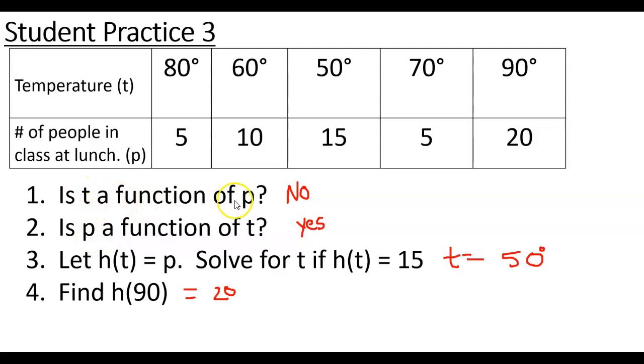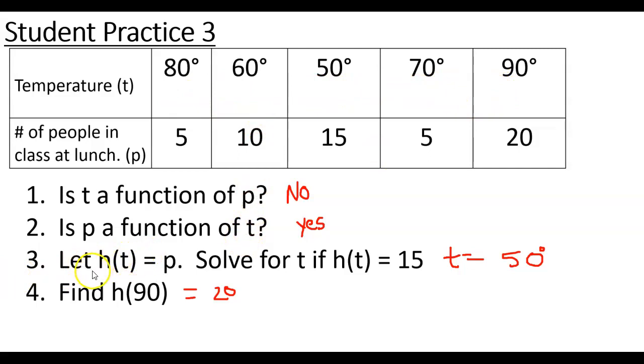T is not a function of p, because if t were a function of p, that would mean that p is the input, and an input is not allowed to have repeats, and we do have repeating numbers here. So now on number 2, the answer is yes. P is a function of t. That would mean that t is the input, and there are no repeating values here, so that's good.